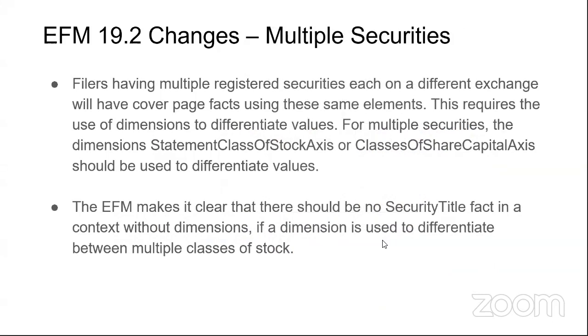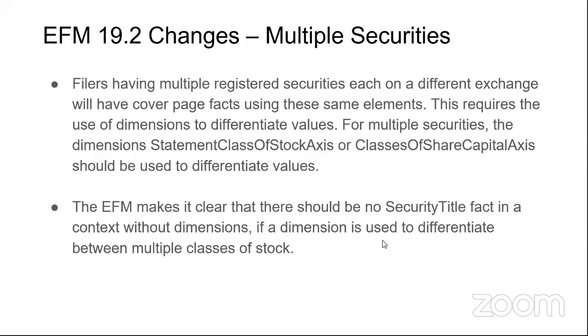When you have multiple securities, some of these elements may have to be used multiple times. For example, if you have two Security 12B elements on your list, you're going to have to use the Security 12B title twice. And that necessitates using dimensions to break them apart. So the SEC has defined which elements you're going to use for dimensions. You would just use the statement class of stock axis or classes of share capital axis to differentiate these similar values. The Edgar Filer Manual does make it pretty clear that there should be no security title fact in a context without dimensions if a dimension is used to differentiate between multiple classes of stock.